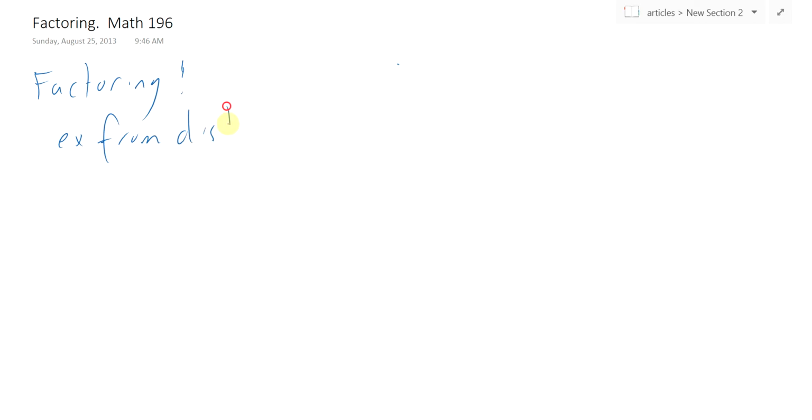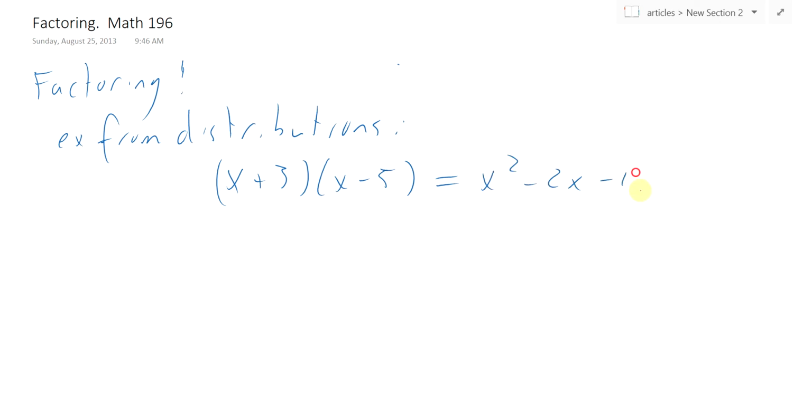The example from distributions was that we found x plus 3 times x minus 5. We can distribute, and that would give us x squared minus 2x minus 15. So we can go this way, right? If you have two things, you multiply them together, distribute, and you get the result. Factoring is the other way.